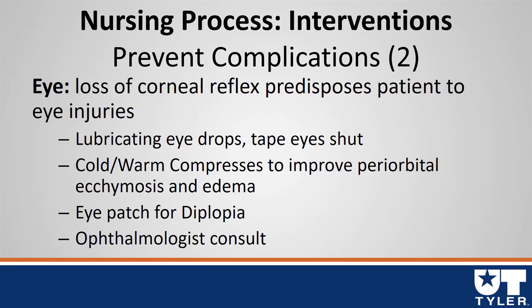We want to prevent complications of the eye. A loss of corneal reflex predisposes the patient to eye injuries. Be aware of the patient's eyes. They may have lost the corneal reflex, so they won't be able to protect their own eyes from injury, and the nurse may need to administer lubricating eye drops or even tape the eyes shut to prevent abrasions. If the patient has periorbital bruising or swelling, a cold compress is used first, and then a warm compress later, which will help reduce the swelling. You may also need to consult an ophthalmologist if you feel it's needed.